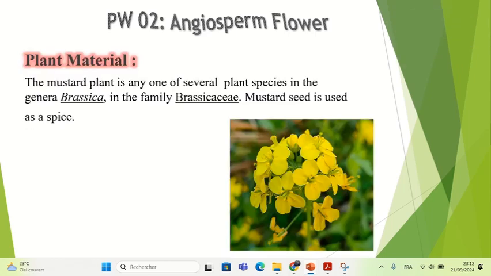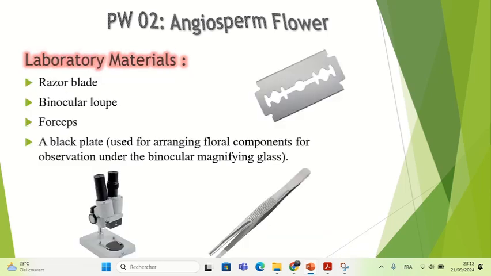The plant material is the mustard plant, which is any one of several plant species in the genus Brassica in the family Brassicaceae. Mustard seed is used as a spice. For the laboratory material, we use a razor blade, binocular loupe, forceps, and a black plate used for arranging floral components for observation under the binocular magnifying glasses.